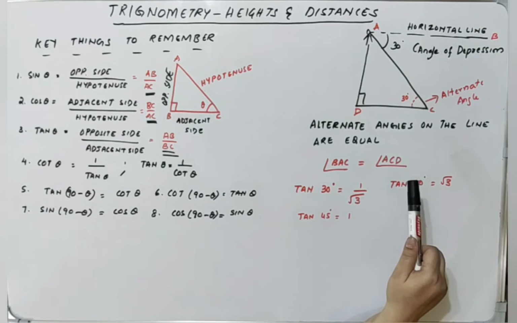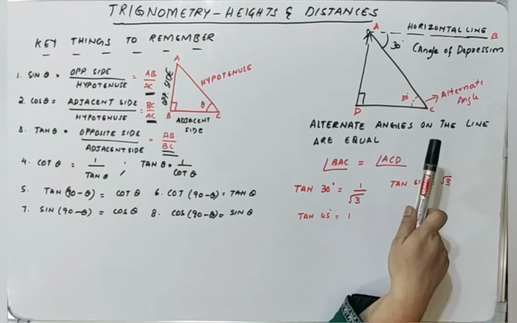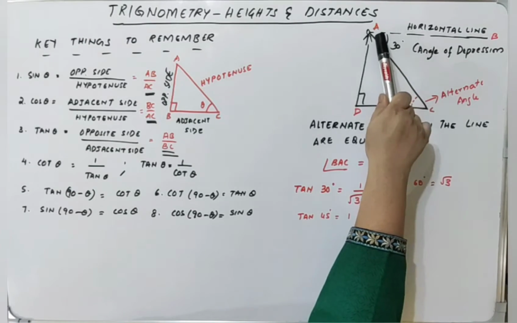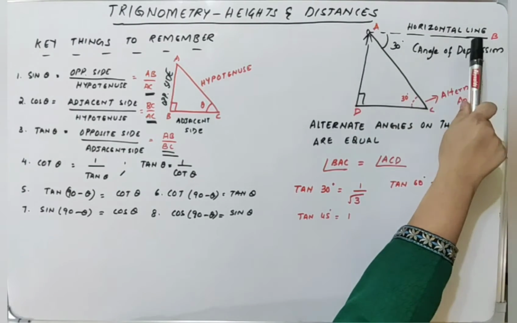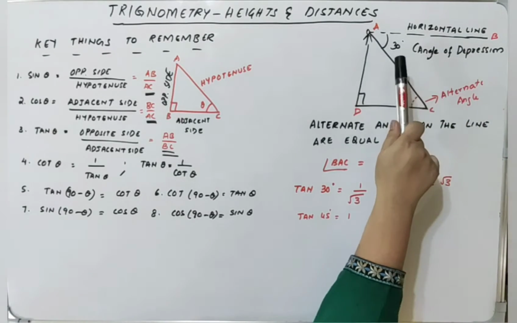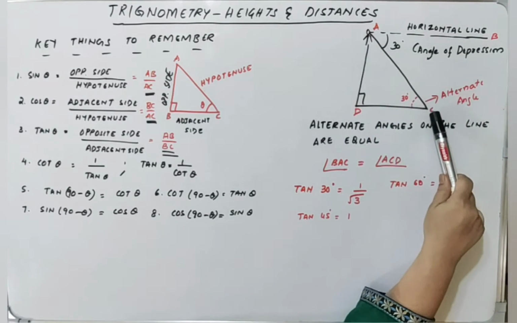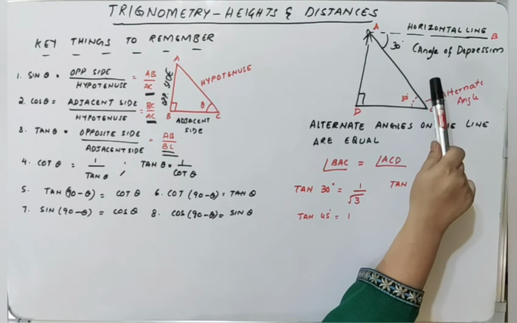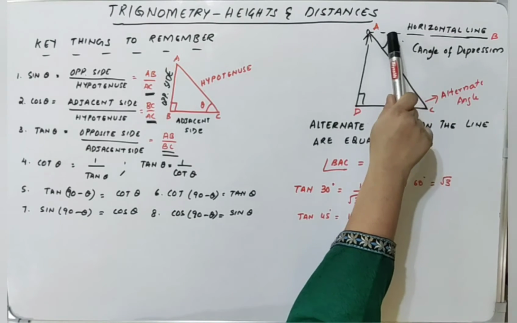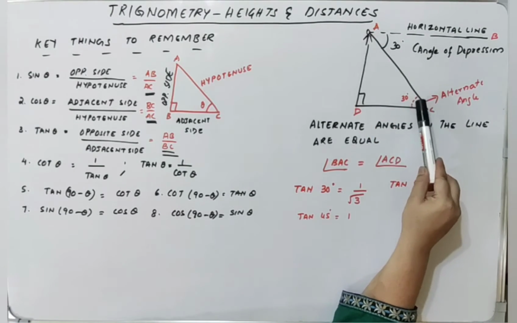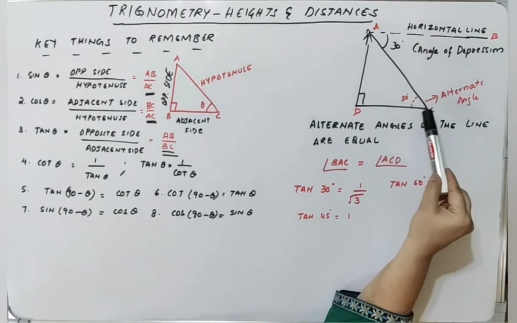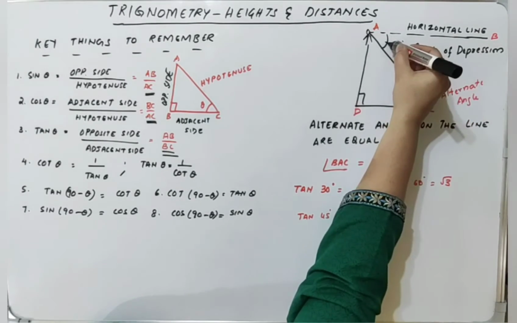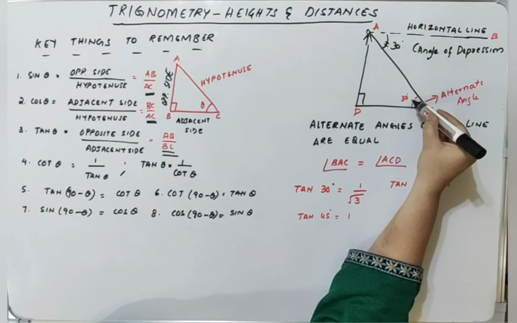When we are calculating problems related to angle of depression, we use the alternate angle concept. In the angle of depression, the horizontal line moves from the observer's eye and goes straight, and the angle from the horizontal line to the object is the angle of depression. Now, if the angle of depression is 30 degrees, the alternate angle to this one is ACD. So this angle is the same as this angle.